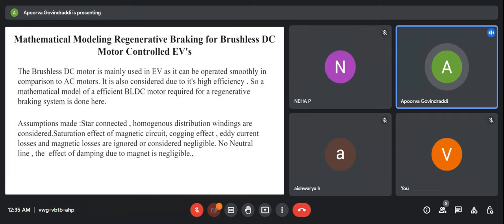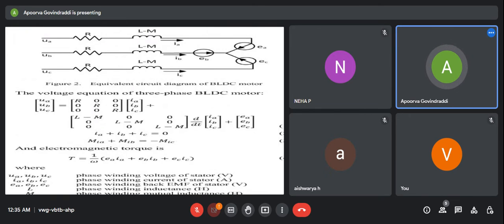And here I'll be talking about the mathematical modeling of regenerative braking for a BLDC motor. A BLDC motor is preferred for electric vehicles since it can be operated smoothly in comparison to AC motors, and it also has a very high efficiency. Here we make a few assumptions. It is a star-connected stator winding with homogeneous distribution, and the saturation effect of the magnetic circuit and the eddy current losses are considered negligible. There's no neutral line, and the effect of damping is also negligible.